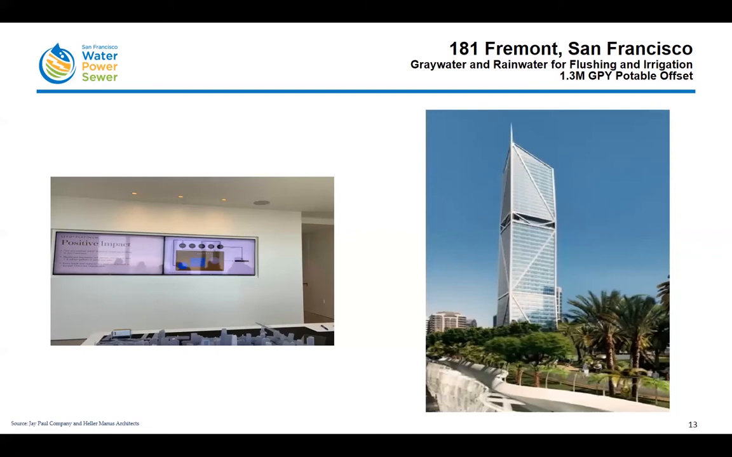And the picture on the left-hand side, which is kind of hard to see, but I included it on here because this digital wall display is taken from 181 Fremont's sales office. And so when prospective buyers come into the building to look at the units, they see this display, which is really highlighting the on-site graywater treatment system as a feature, as a green building and sustainable feature of the building.